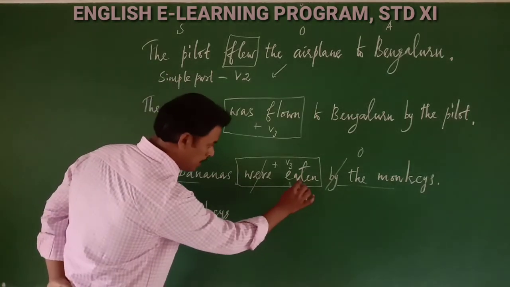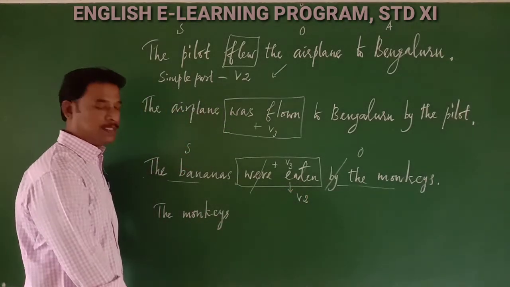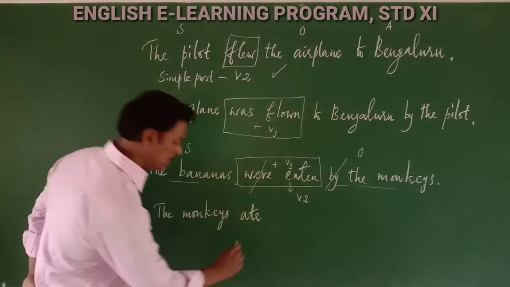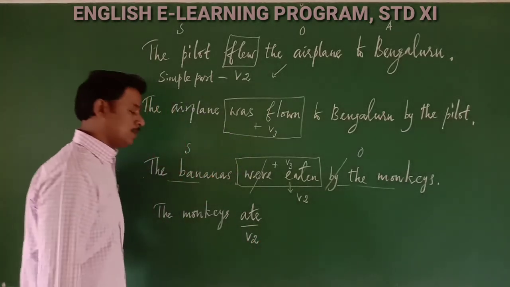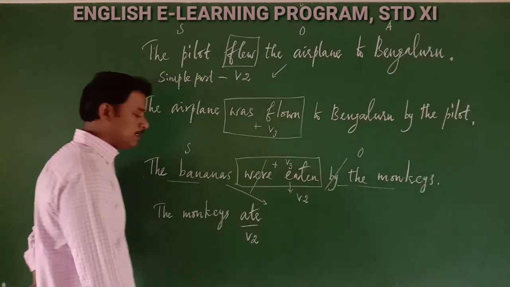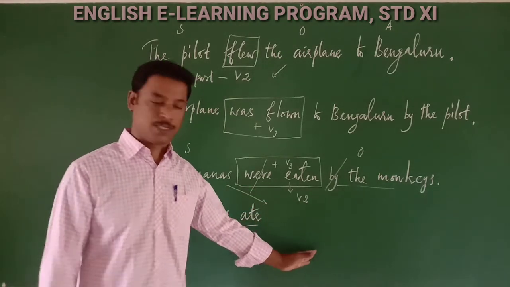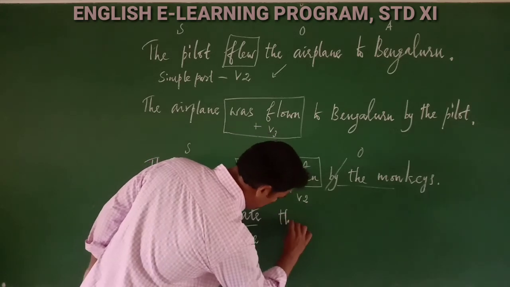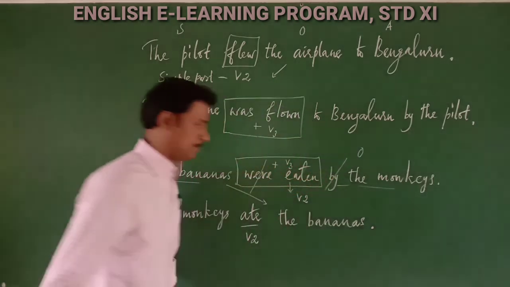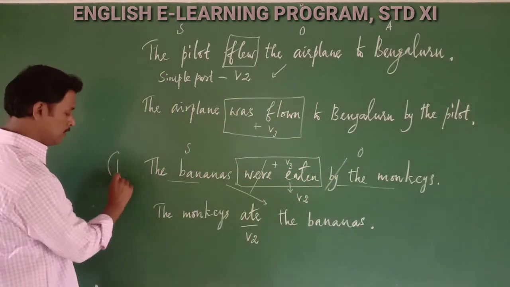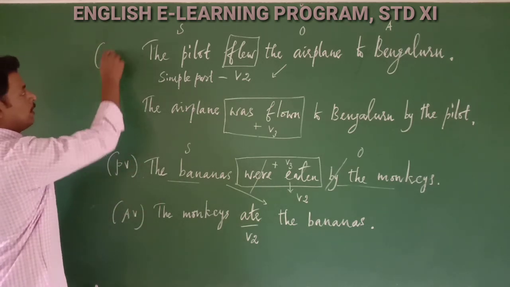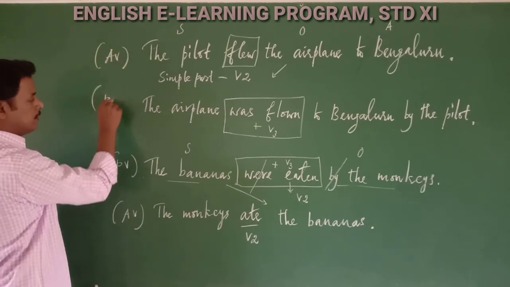The monkeys. What is the verb 2 of this verb 3? Ate. Eat, ate, eaten. Okay, this is the verb 2. So the monkeys ate. What is the subject used here? Bananas. This subject should be changed into object. Okay, the monkeys ate the bananas. Full stop. So this one is passive voice and this one is active voice. The first one is active voice. The second one is passive voice.